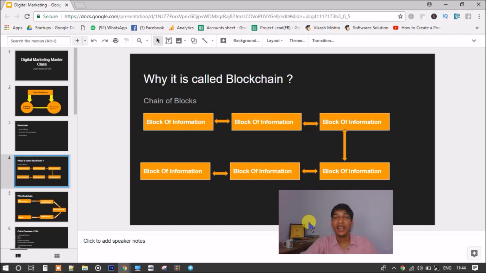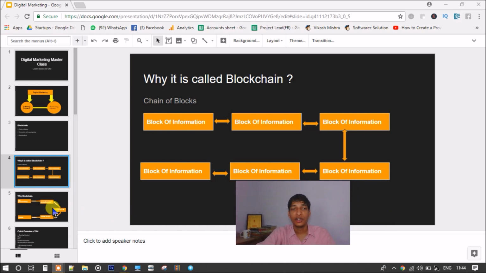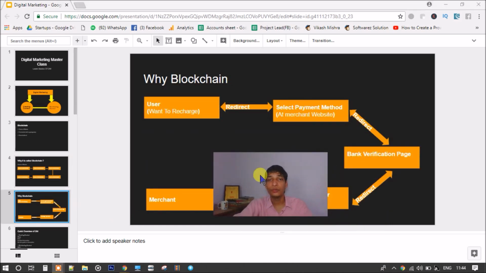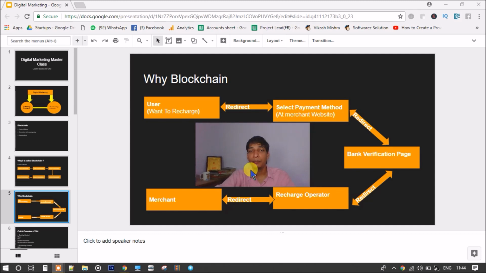Now let us understand why we need blockchain. Before that, I want to explain a typical transaction, a normal transaction that you do. Let's say you want to recharge your phone, you want to top up your phone online, and you are a user. You go to a merchant website, you enter all your information, your mobile number, the amount for which you want to do the recharge, and after entering all the information at the merchant website, you select a payment method. It can be credit card, debit card, or net banking.